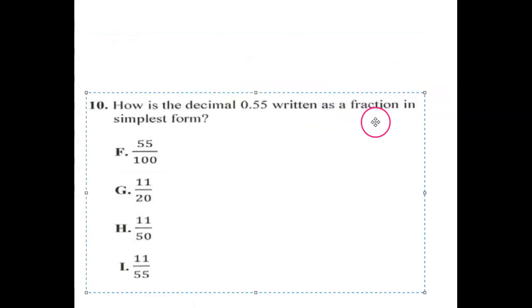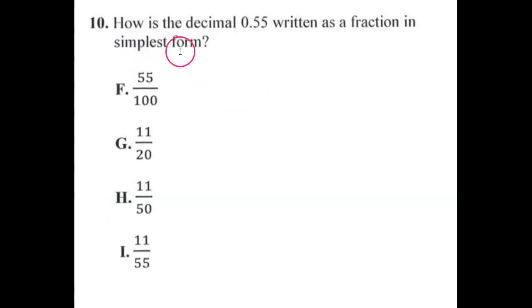All right, number 10 says, write out the decimal 0.55 written as a fraction in simplest form. So when we are talking about, if you read this out loud, the easiest way to turn this into a fraction is to read it out loud, right? We have 0.55. Well, this is really 55 hundredths, right? Which is 55 over 100, which is our letter F.